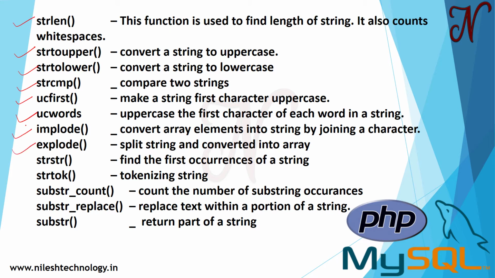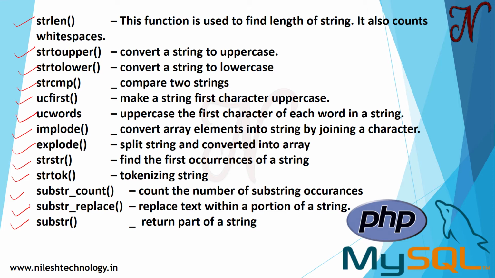ucwords uppercases the first character of each word in a string. implode and explode are used to convert an array to a string and a string to an array. strstr returns the first occurrence of a string. strtok tokenizes a string. substr_count counts the total number of substring occurrences. substr_replace replaces the text within a portion of a string, and substr returns a part of a string, or a substring. So these are some predefined functions in PHP. There are a lot of them in the PHP library, but we define only some here.